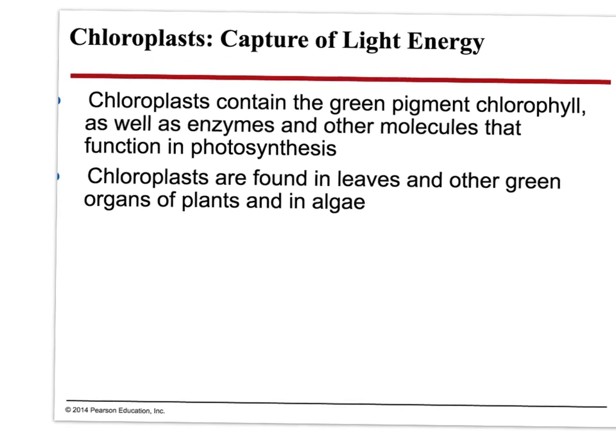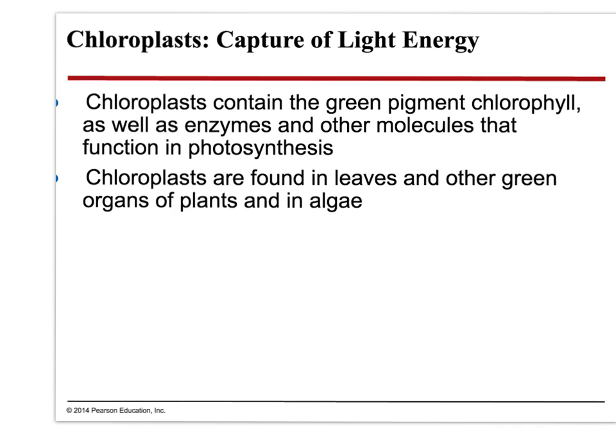Now, chloroplasts are somewhat similar in structure. Okay, they have a double membrane. Actually, they have a very complex membrane structure. Okay, they contain chlorophyll. All right, plenty of other enzymes and proteins that are important for photosynthesis. We know that chlorophyll is found in leaves, and chloroplasts are found in leaves and other green organs of plants and algae because they perform photosynthesis.